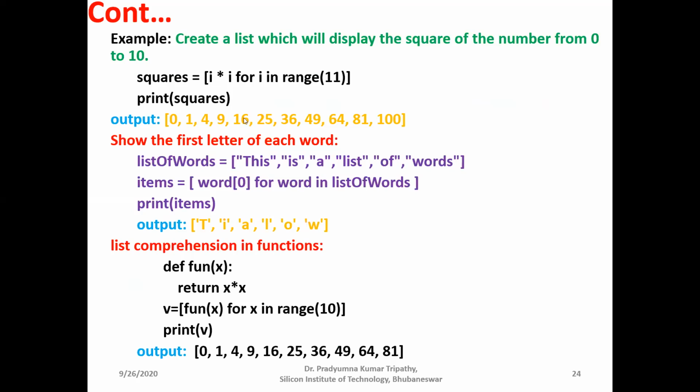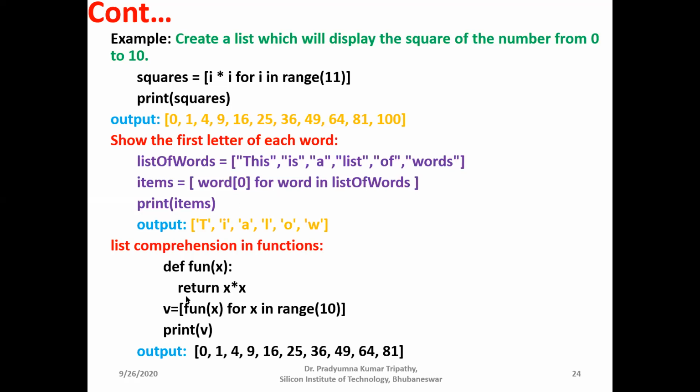And not only on numbers, this also works on strings. So we have a set of strings, and we can say for word in the list of words, I just want to print the first character of each of these items. So what do I want to print? The first character, word of 0, and what is word? Word iterates over this list of words.